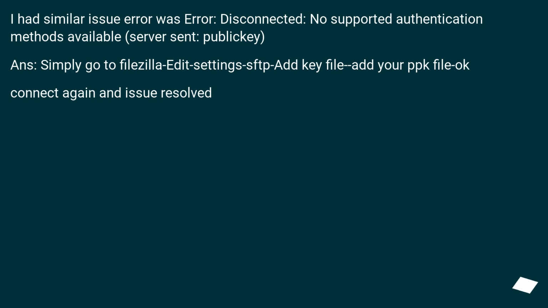I had a similar issue. The error was: "Error, disconnected, no supported authentication methods available, server sent: publickey." And simply go to FileZilla, Edit, Settings, SFTP, Add key file, add your PPK file. OK. Connect again and the issue is resolved.